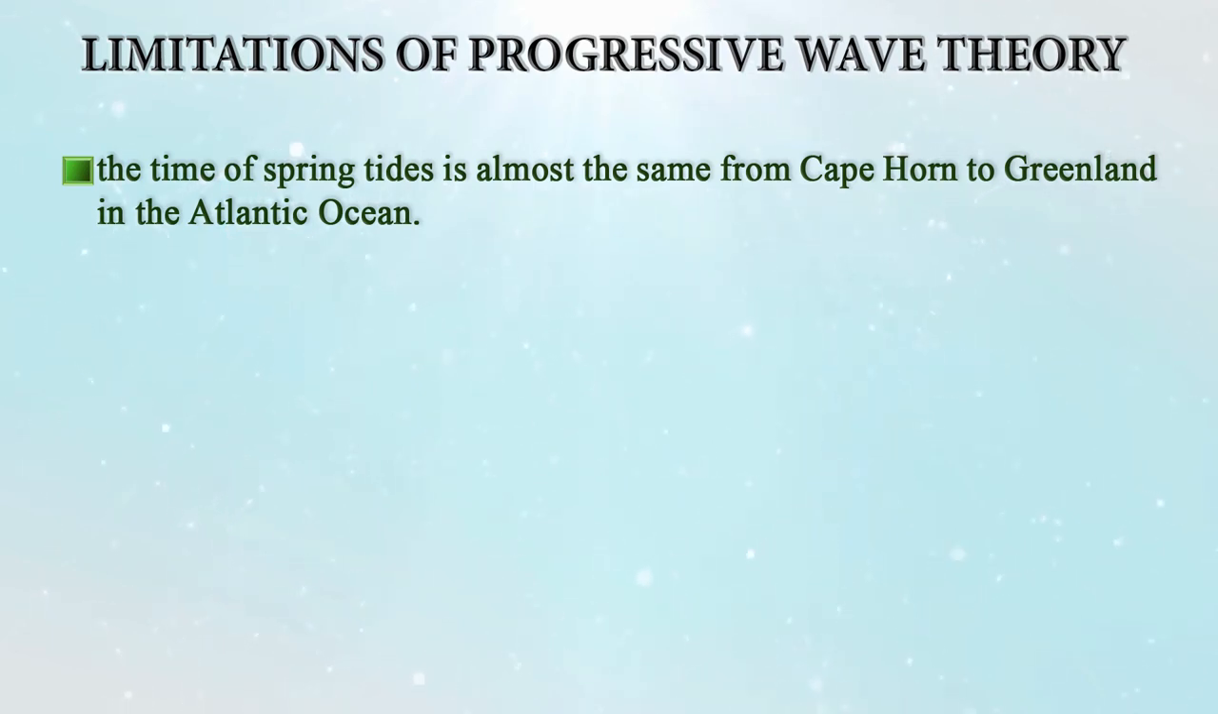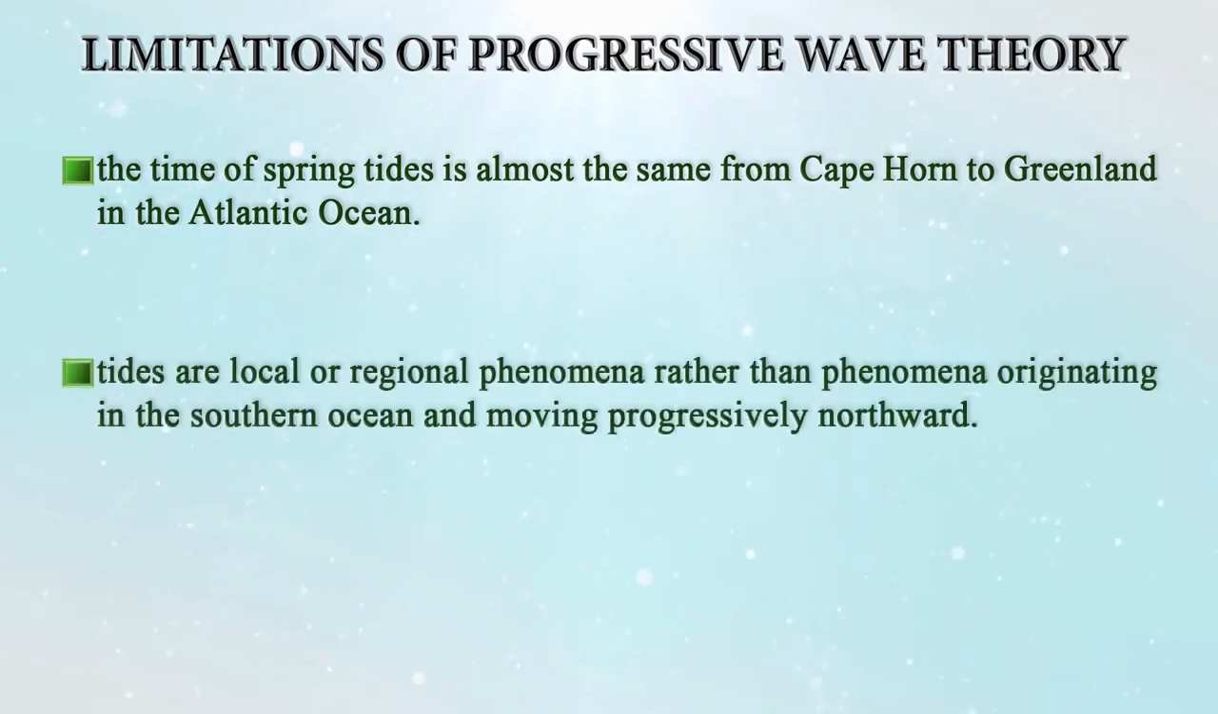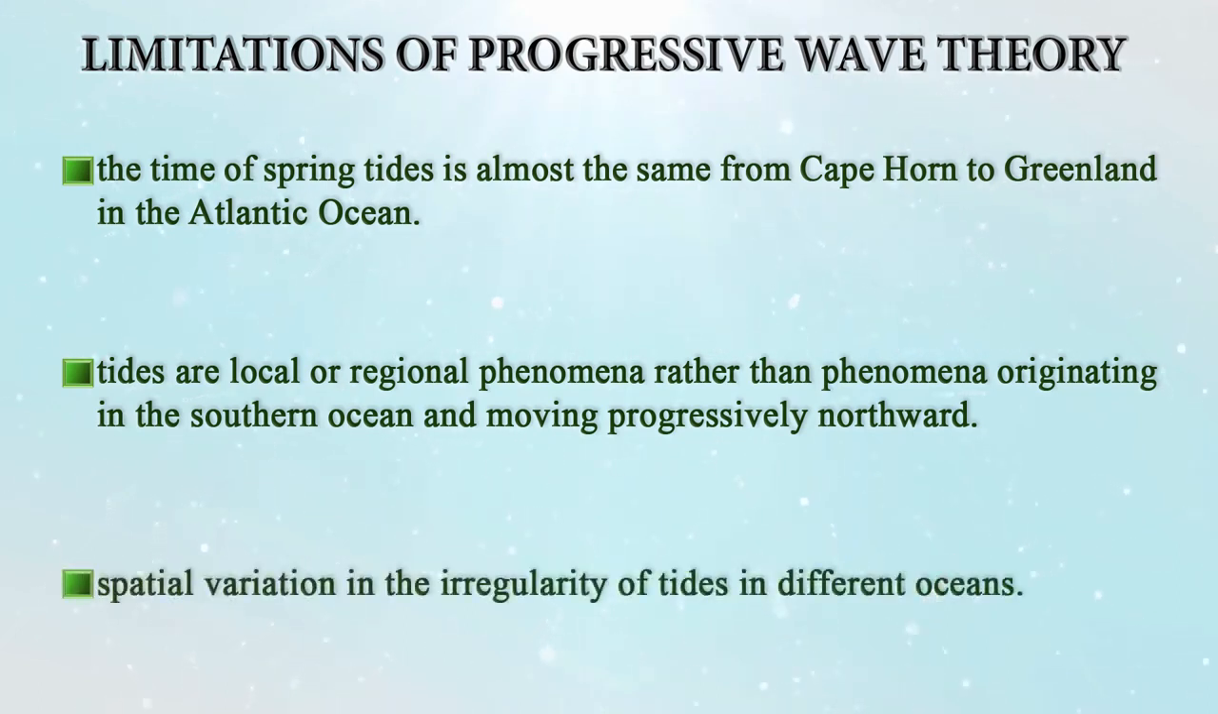And besides, it was also suggested by scholars that tides are local or regional phenomena rather than originating in the southern ocean and moving progressively northwards. And spatial variation in the irregularity of tides in the different oceans is also not explained by this theory.